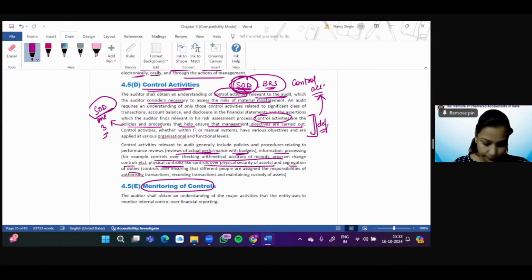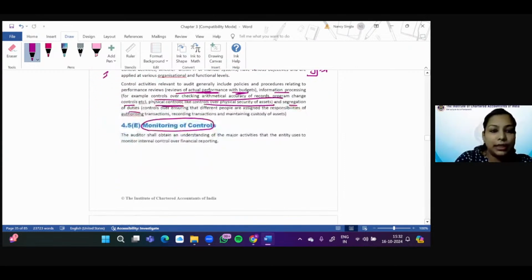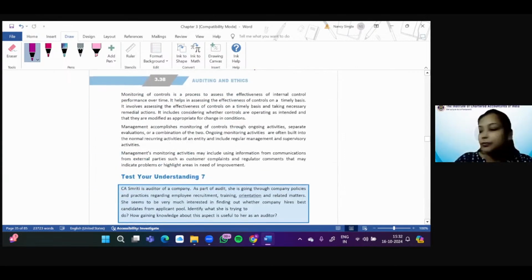Monitoring of controls. Send in your replies. So Swati is saying management, Ayushi is saying entity, Om, so, absolutely correct. It is the entity. Okay. So monitoring of control. First of all, let us look at the definition. Monitoring of control is a process to assess the effectiveness of internal control performance over time. So whether it is operating effectively or not.